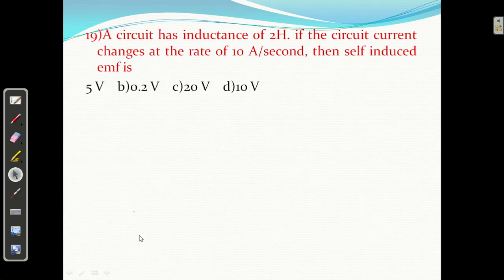Question number 19. A circuit has inductance of 2 Henry. The circuit current changes at the rate of 10 ampere per second. Then self-induced EMF equal to what? Equal to L di by dt.